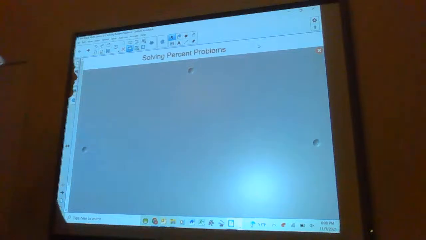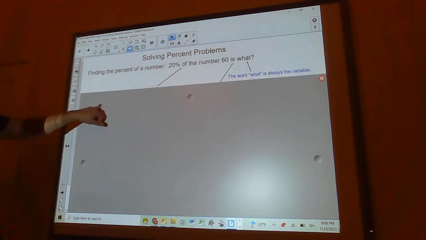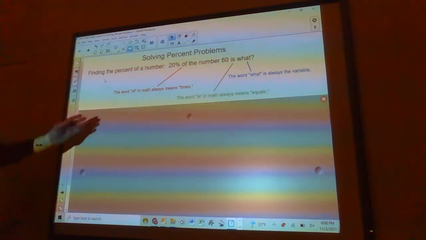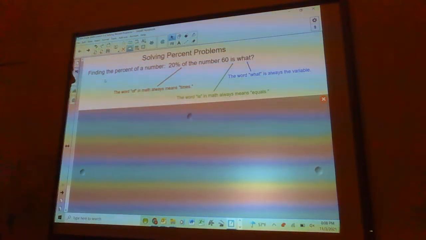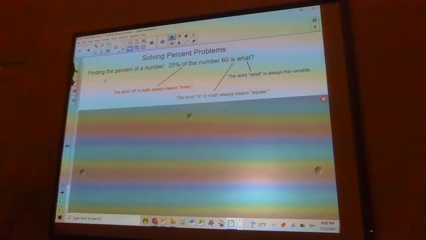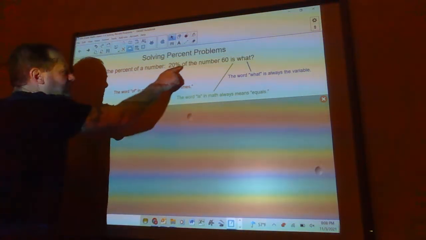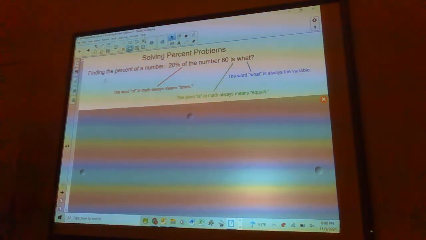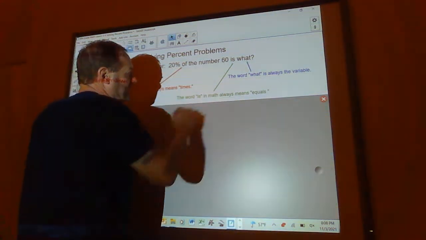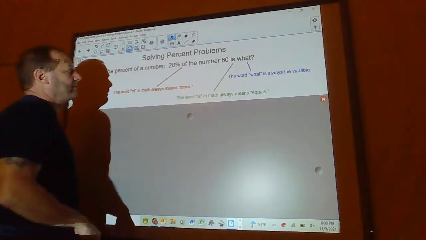Hello everybody, today we're going to talk about solving percent problems. Okay, so finding the percent of a number. So the problem's like this: 20% of the number 60 is what? Okay, so the word "of" in math always means times. Okay, the word "is" in math always means equals.